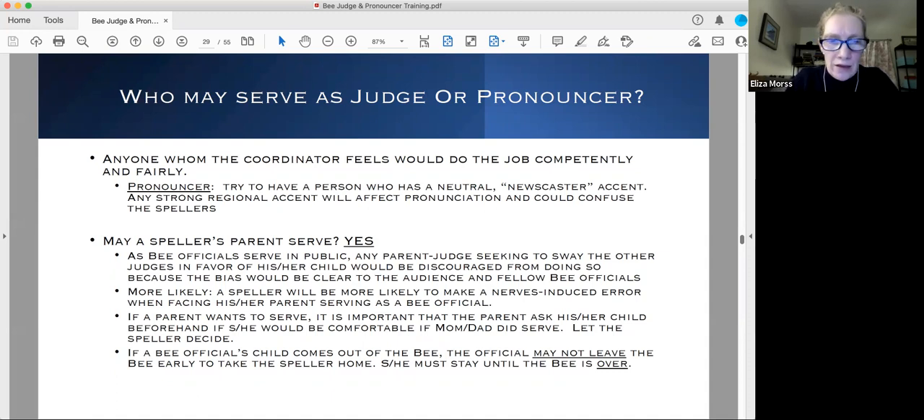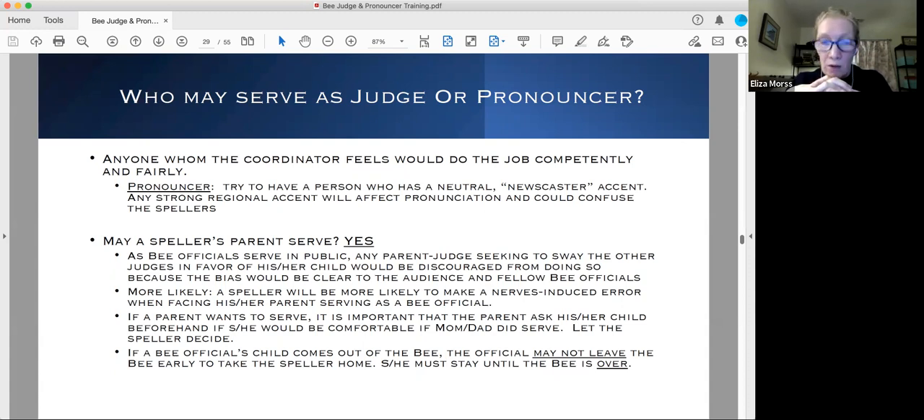That is my thought. Much more likely, it's a problem if a parent is a judge, that you're going to freak your child out. Your child is going to make an error because as they're spelling or having a conversation with a pronouncer, they're staring at mom or dad and perhaps thinking that mom or dad may betray feelings of anxiety, which sends the speller into nerves. And so really, I think the bigger problem with having a parent serve is that it disturbs the speller.